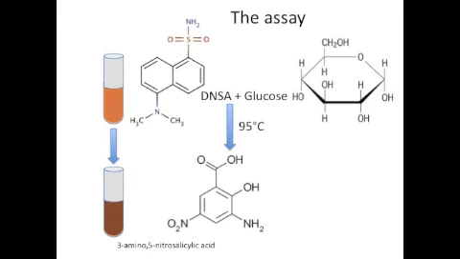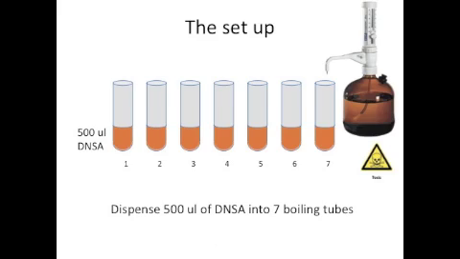The measurement of the production of free glucose will be done by a reaction with DNSA. DNSA, when it reacts with glucose, forms a product of a much darker color. Incidentally, this part of the reaction is a non-enzymatic reaction and therefore requires temperature, as you will see later. In order to prepare the experiment, you will have to aliquot 500 microliters of DNSA into 7 different tubes using the dispenser provided.